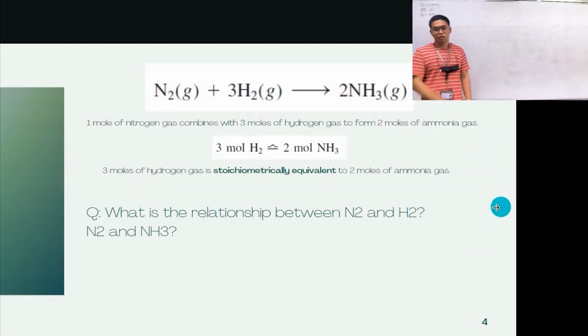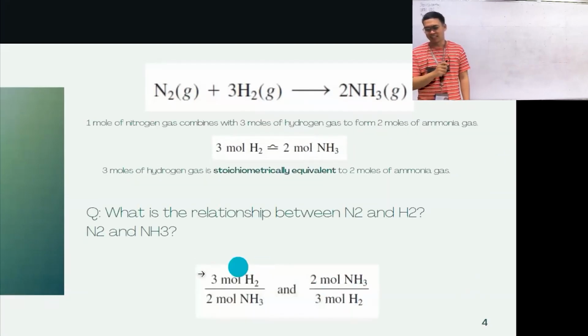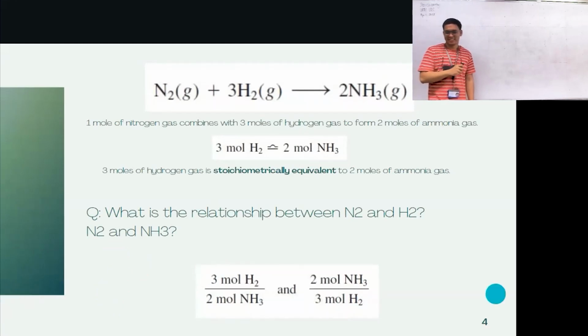Given that, what is the relationship between your nitrogen gas and your hydrogen gas? And what is the relationship between your nitrogen gas and your ammonia gas? Let's give 10 seconds. You can answer in our chat.